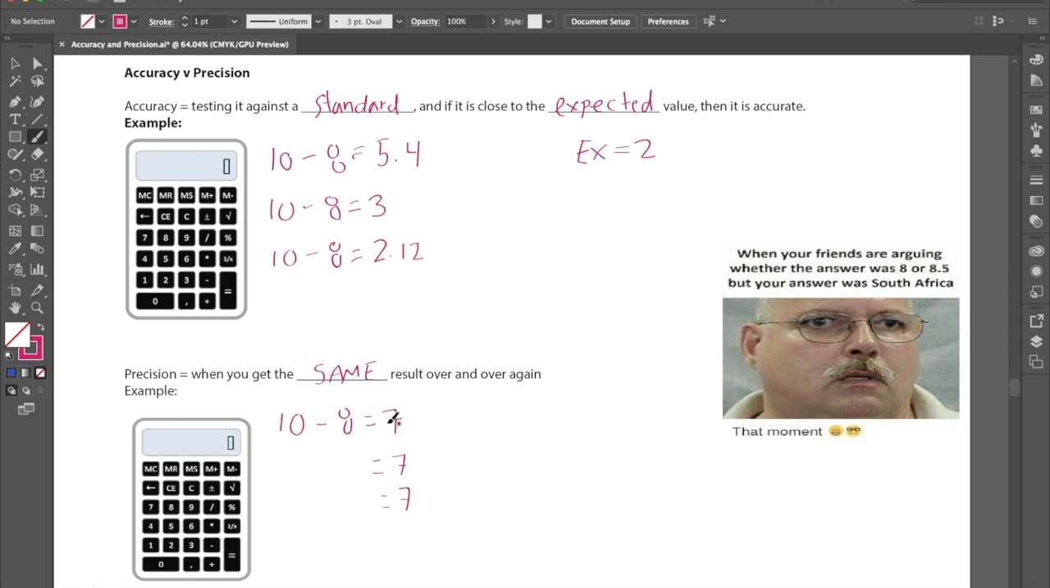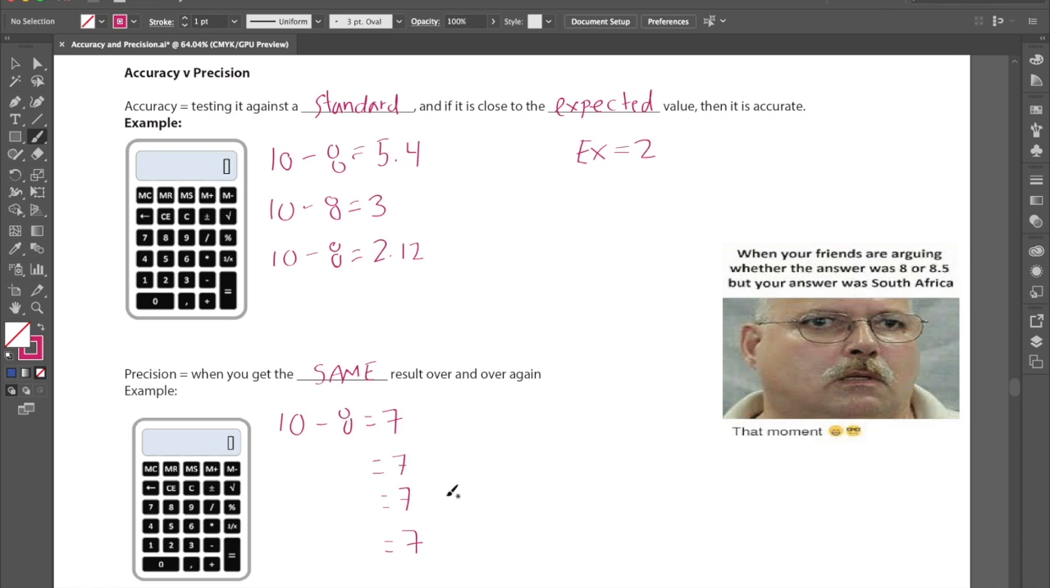Now, like we said, these results aren't accurate. But the more times that we take this measurement and we get 7s, the more precise we're being in our measurement, because we're getting the same result over and over again. So there's repeatability with that result. 7, 7, 7, 7. Even though it's not accurate, it is precise because we keep getting the same result over and over again.